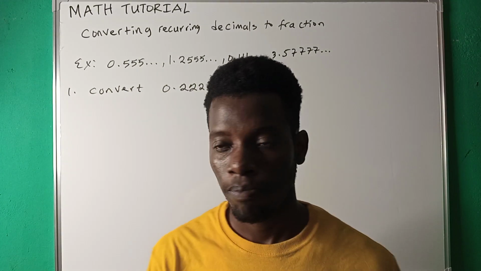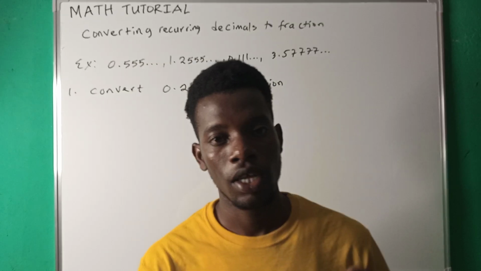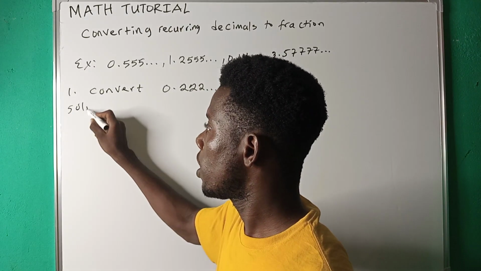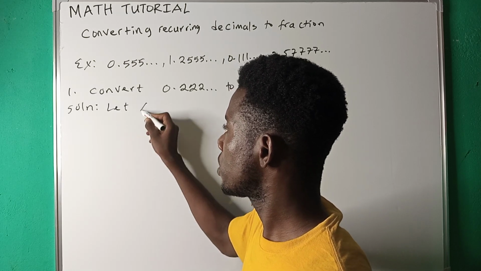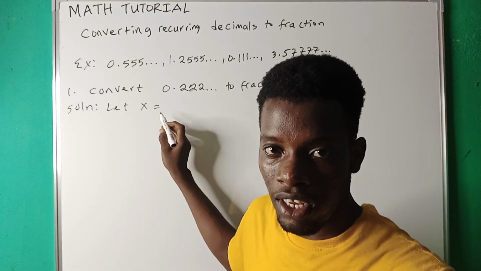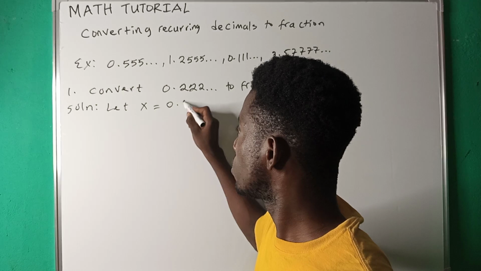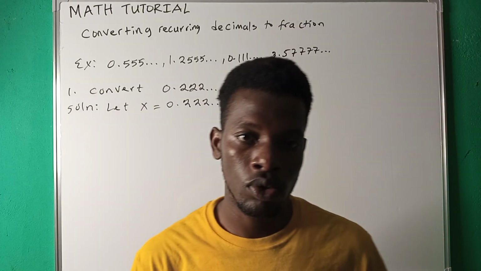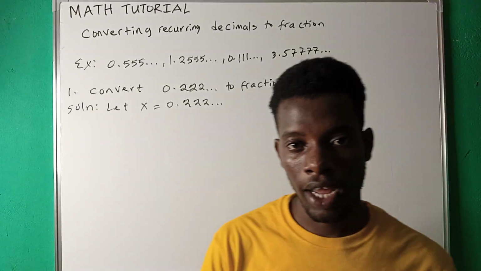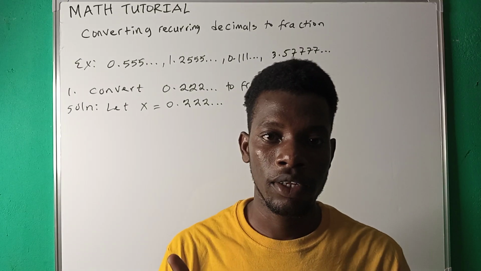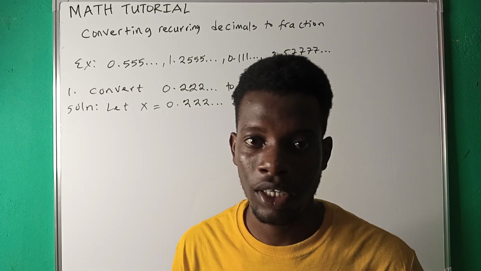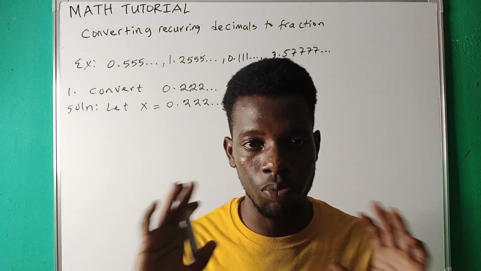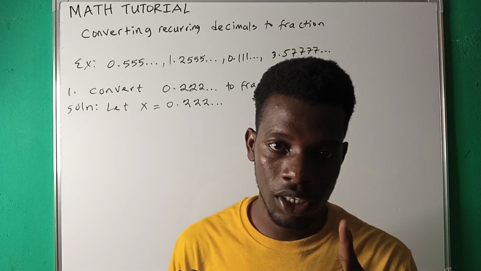And the way you do this is to let an unknown variable. So in this case, let x equal the repeating decimal you are given, 0.222... And then after that, you identify how many digits are repeating. In this case, we see 0.22 repeating, so only 2 is repeating. That means there is 1 digit repeating.